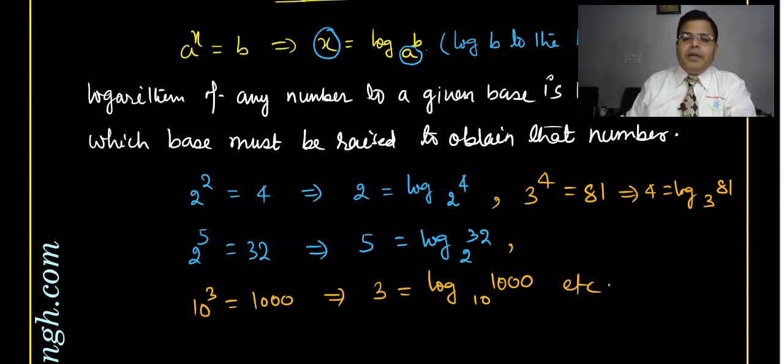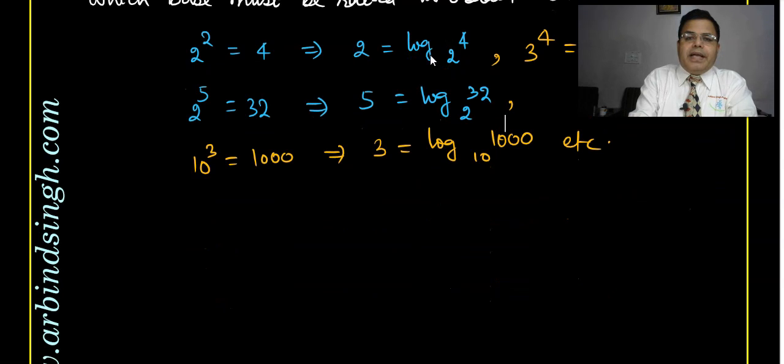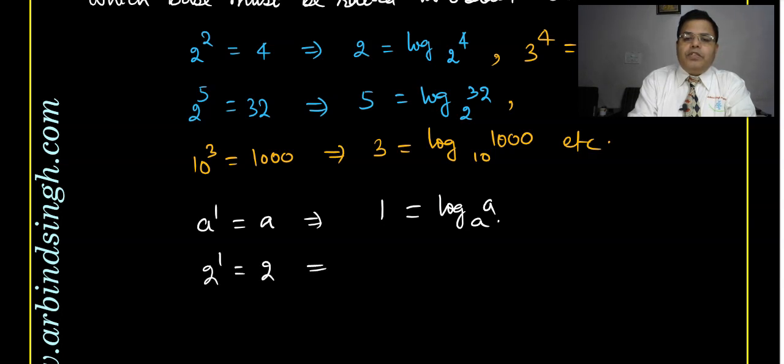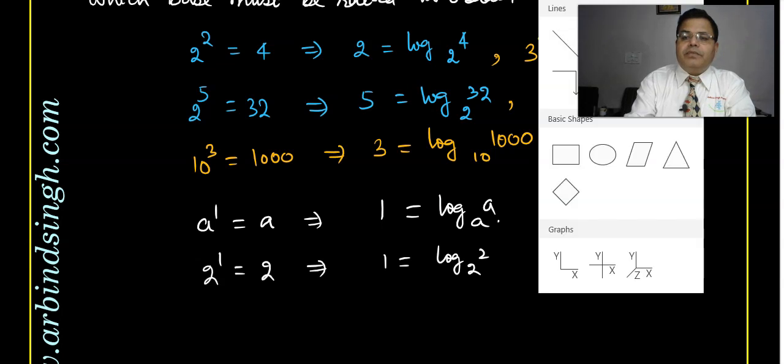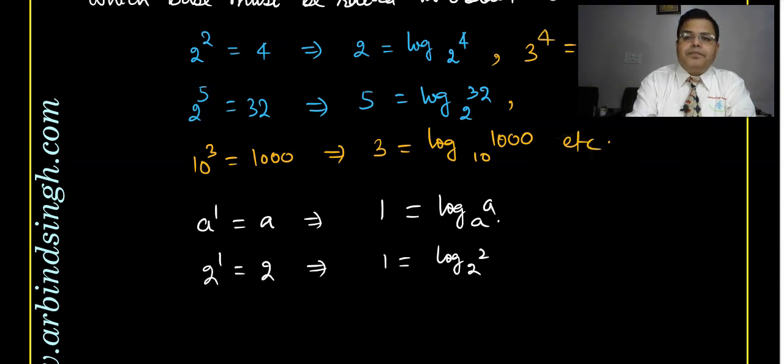Let us look at some definitions. A to the power 1 is equal to A. So as per the definition, we can write 1 is equal to log of A to the base A. So log A to the base A is 1. Similarly, 2 to the power 1 is 2, so 1 is equal to log of 2 to the base 2. In the same way, we can write it. So remember, this is a formula: log A to the base A is 1.